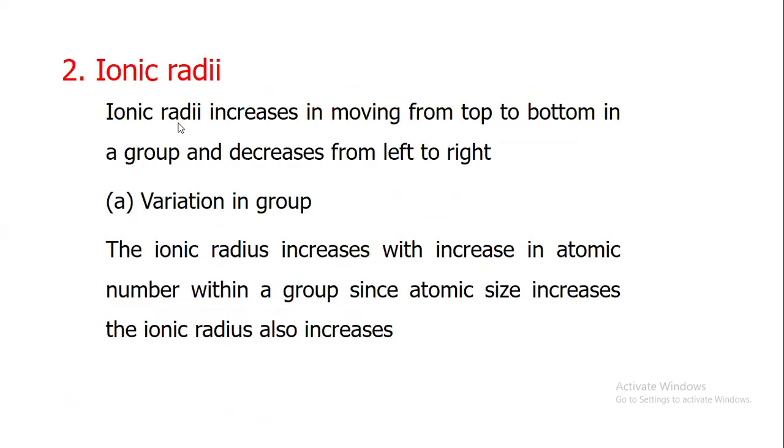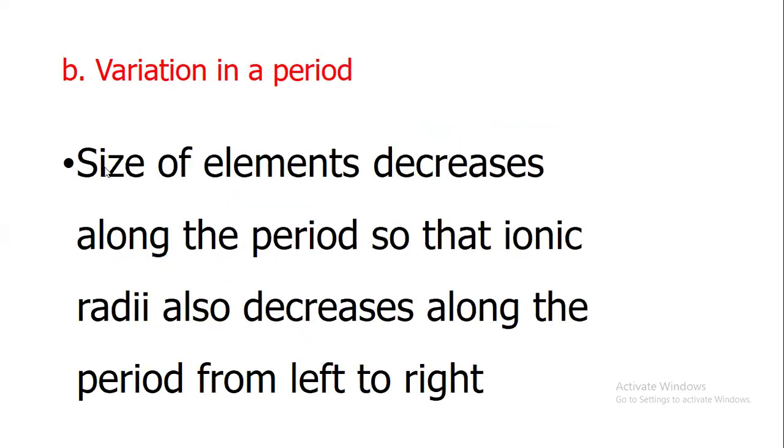Ionic radii increase in moving from top to bottom in a group and decrease from left to right. Variation in group: the ionic radius increases with increase in atomic number within a group. Since the atomic size increases, the ionic radius also increases. Variation in period: the size of elements decreases along the period, so the ionic radii also decrease along the period from left to right.